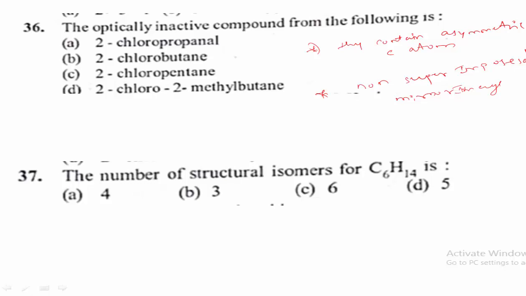Okay, students, I directly go to the answer for this question, that is option D. You yourself write the structure of 2-chloropropanal, 2-chlorobutane and 2-chloropentane, as well as 2-chloro-2-methylbutane. When you write the structure of the last one, 2-chloro-2-methylbutane, you write 4 carbon atoms, the second one contains a chloro group and a methyl group, CH3, and here CH3, here CH2, and here CH3. This one is an ethyl group.